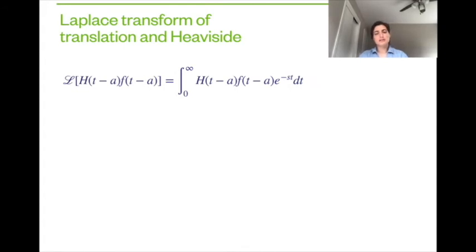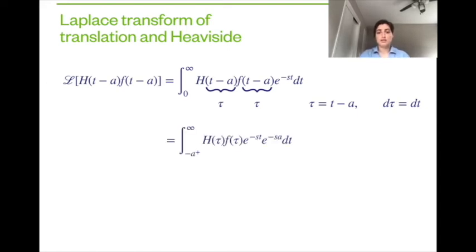As a new element, let's look at the Laplace transform of a translation times the Heaviside function. So we have the Heaviside function calculated at t minus a, and f that is also computed at t minus a. If we take the Laplace transform of that, we have an integral with Heaviside of t minus a, f of t minus a, exponential of minus st. What we're going to do is define t minus a to be tau. So dt is equal to d tau, and we can make this change of variables.